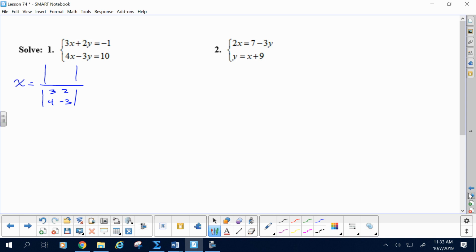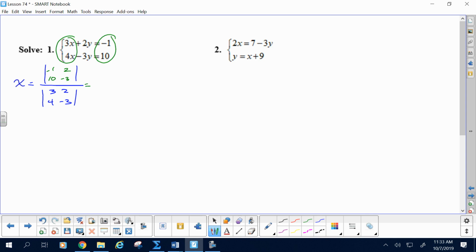All right. So in the top, if you're looking for x, then you replace x with the constants over here. So in the x column, which is the first column, I'm going to replace those with negative 1 and 10. The y coefficients don't get changed. They stay the same, so they are still 2 and negative 3. After that, I use my down to the right minus up to the right.